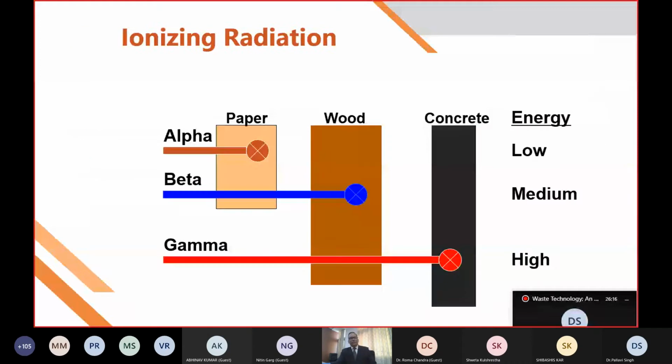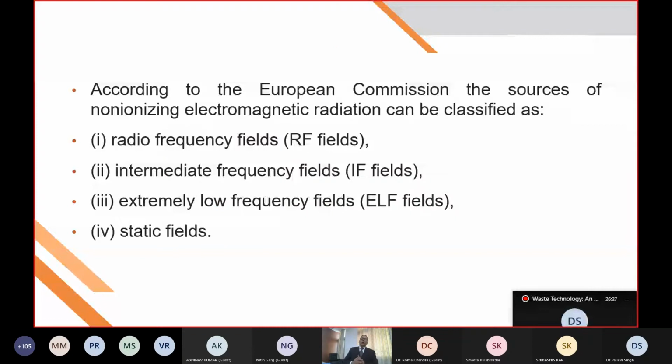Ionizing radiation: alpha, beta, gamma. Alpha has less frequency, so it penetrates less. Beta more, gamma even more, so it can penetrate more as it has higher energy. Now, you can segregate these frequencies: radio frequency, intermediate, extreme low frequency, and static frequency.